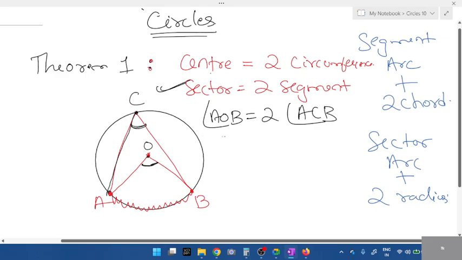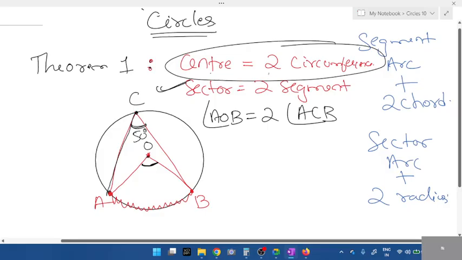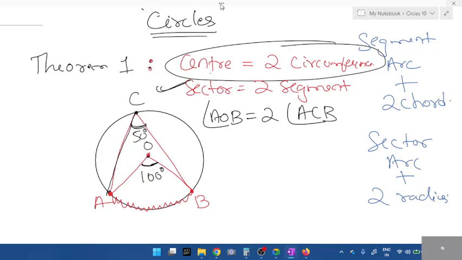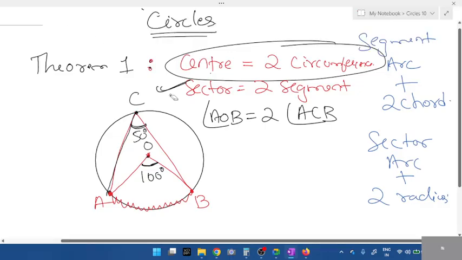What do you mean by that? If angle ACB is 50 degrees, read this and tell me, center is equal to what? 2 times circumference. So if ACB is 50 degrees, AOB will be double, 2 times. What do you mean by 2 times? 100 degrees. So basically we are finding the angle, students. That's it. Sector is equal to 2 times the circumference. This is the first theorem.